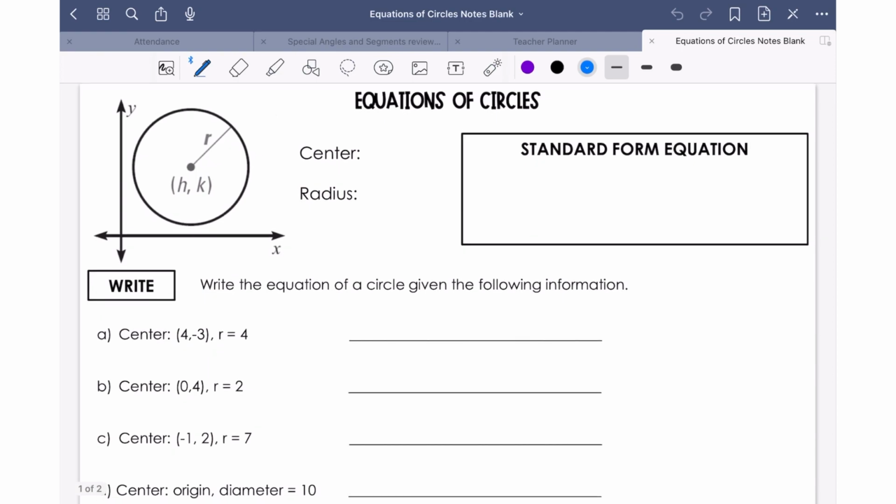After this lesson and after these notes, you do have a Delta Math assignment, so make sure that you log in as soon as you're done with the notes and start on completing that. Check for understanding, okay? So let's start with the circle.